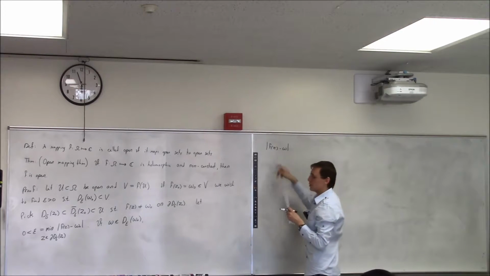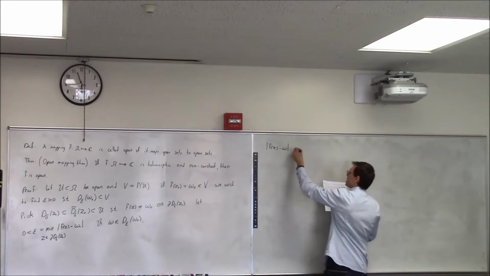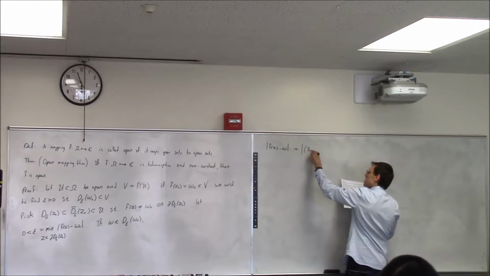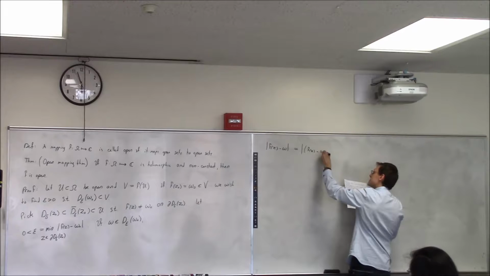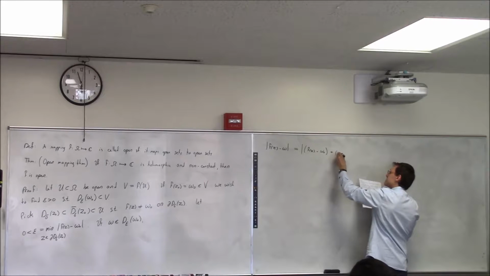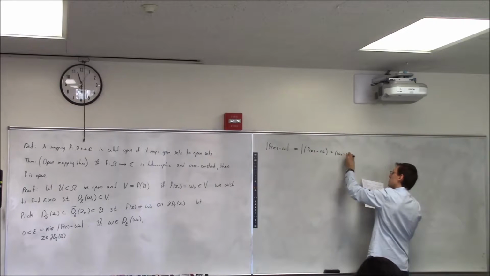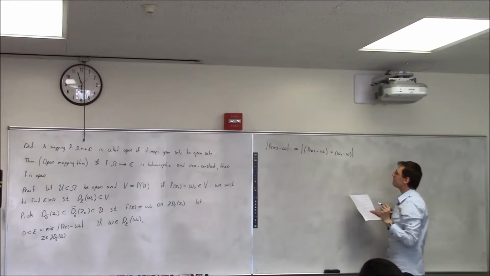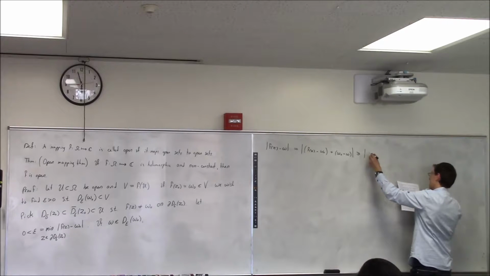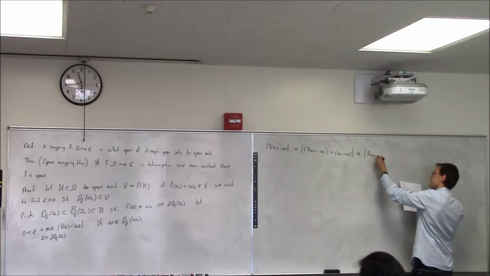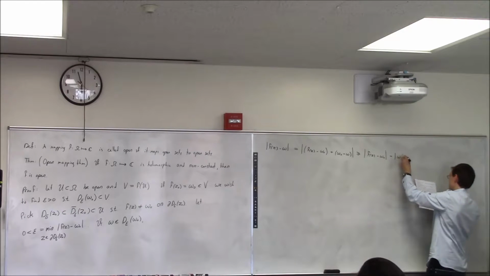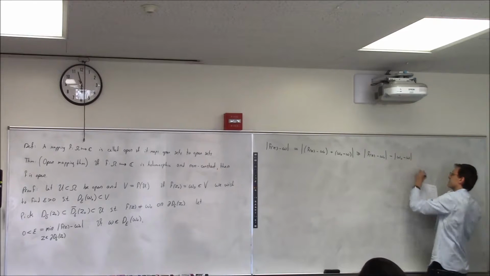So the absolute value of f of z minus w is equal to the absolute value of f of z minus w0 plus w0 minus w, which, if I apply the triangle inequality, is bigger than or equal to the absolute value of f of z minus w0 minus the absolute value of w0 minus w. Yeah?